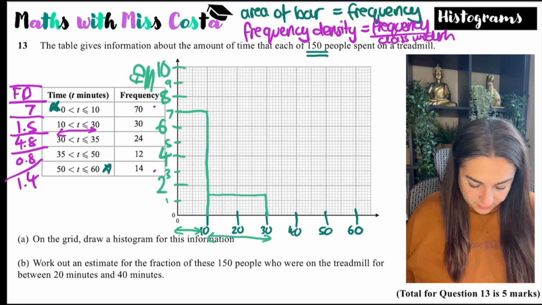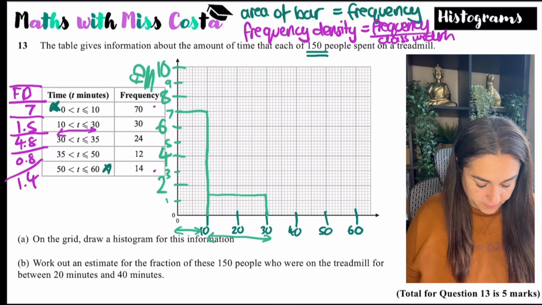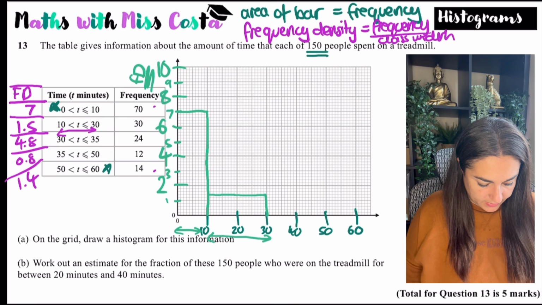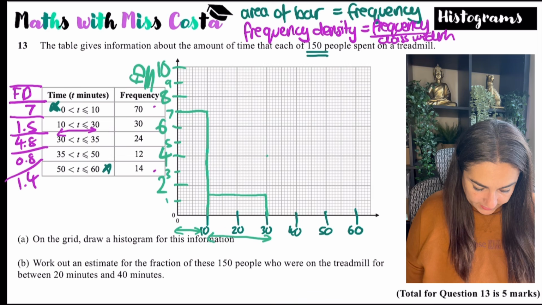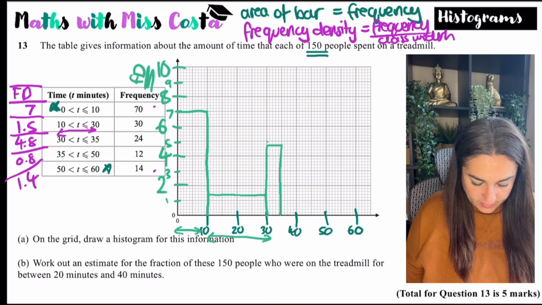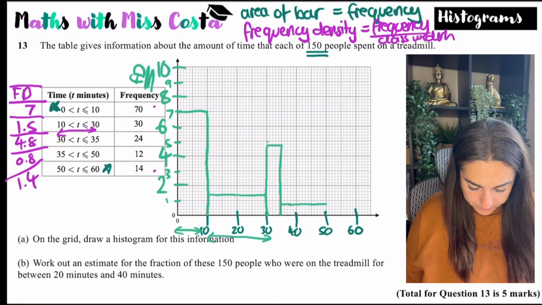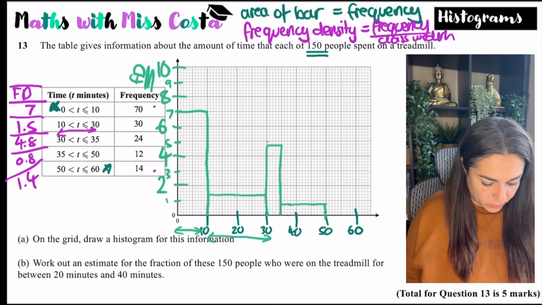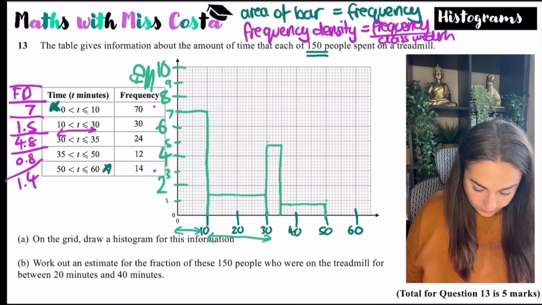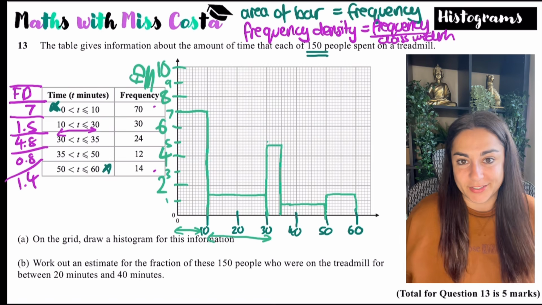Next we've got 30 to 35, so a really short one, and it's 4.8, so that's 4, that's 5, so 4.8 would be here, and then we draw that. Then we've got 0.8, which would be here, and that goes all the way from 35 to 50. And then we've got 50 to 60, which has a frequency density of 1.4. Okay, so there we've drawn our histogram.